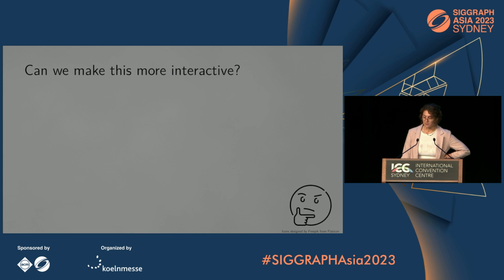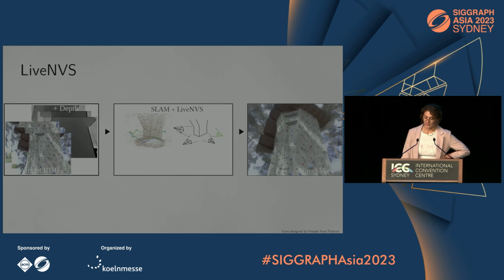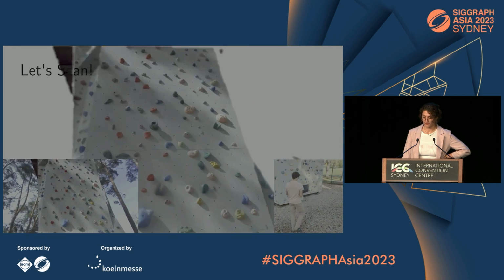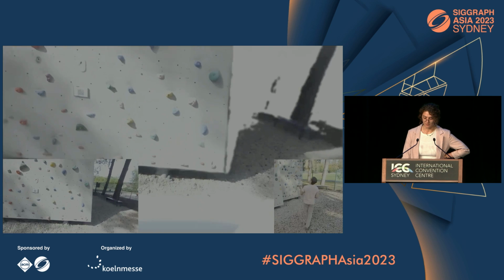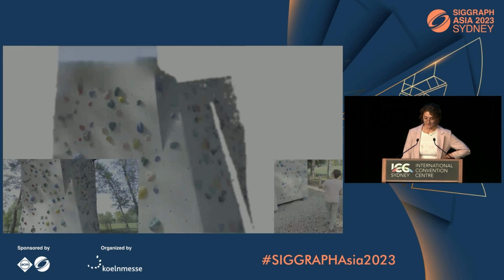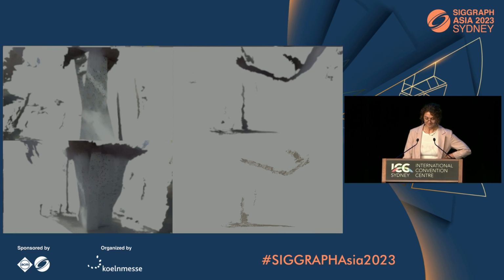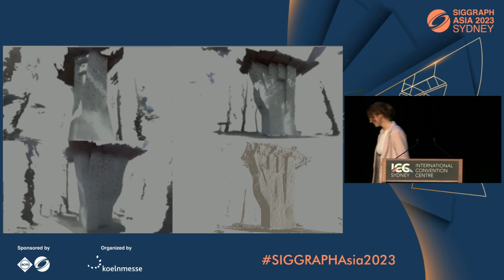But can this process be more interactive? With our method LiveNBS, you get a high-quality preview already during capturing. LiveNBS got you covered for the next dataset, and your paper will be ready in time, even if the deadline isn't postponed. See you during the talk.